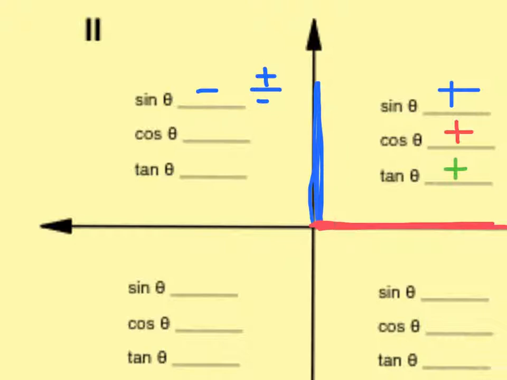Cosine is x over h, and in the... I just screwed up sine. Hold on, go back. Okay, let's try that again.